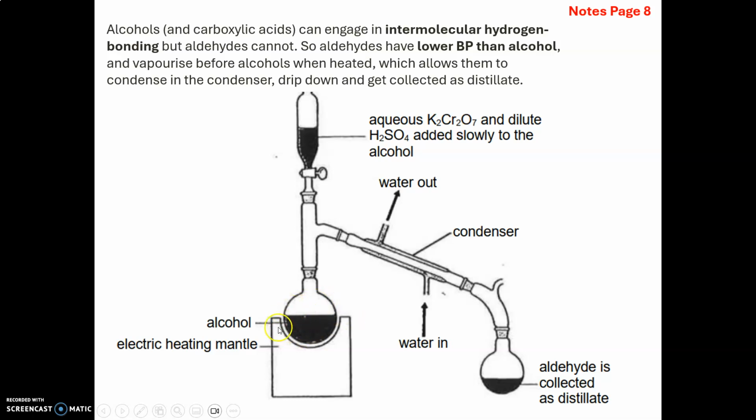So this is the alcohol in a flask with heating, and you're going to add the acidified potassium dichromate(VI) dropwise while heating. The moment this acidified potassium dichromate(VI) touches the alcohol, it will oxidize the alcohol to the aldehyde. But since the aldehyde's boiling point is lower than that of the alcohol, as the aldehyde is formed, it immediately vaporizes. So the vapor is going to rise to the top, where it comes into contact with a condenser. And the condenser is supplied with water. It provides a cool surface for the hot aldehyde vapor to condense and drip down as distillate.